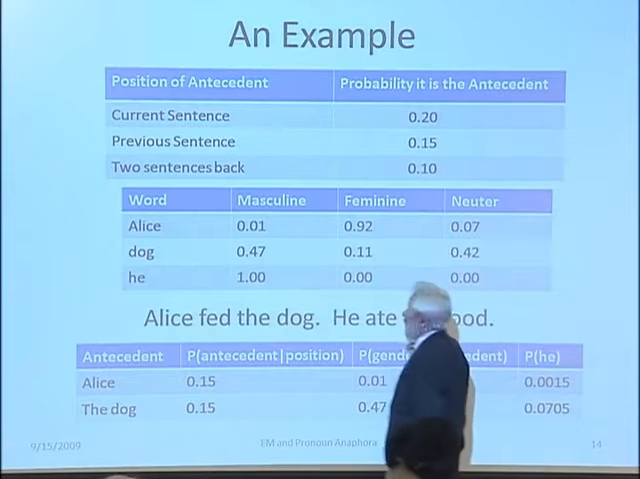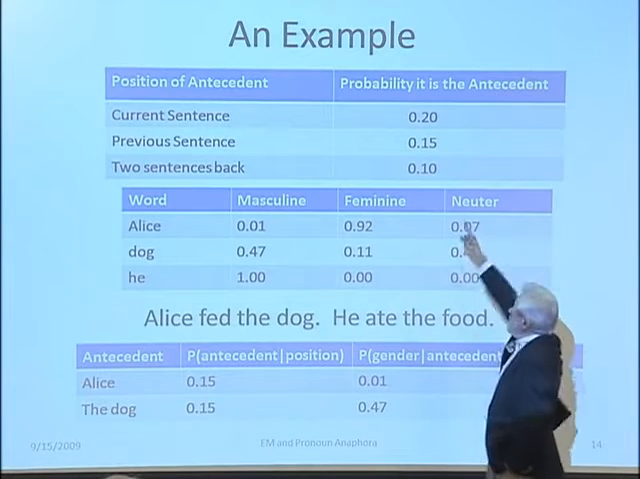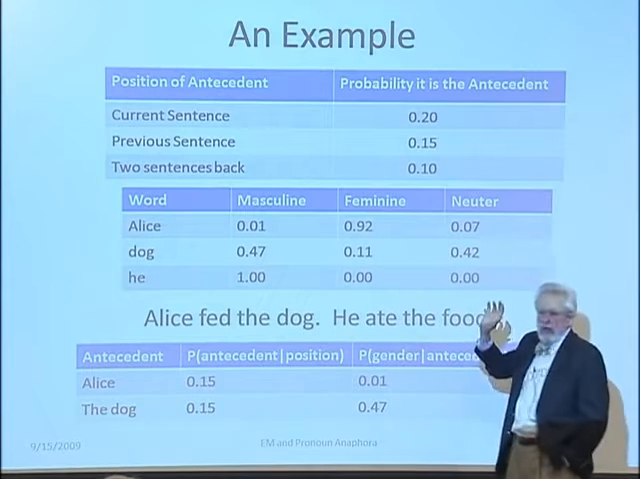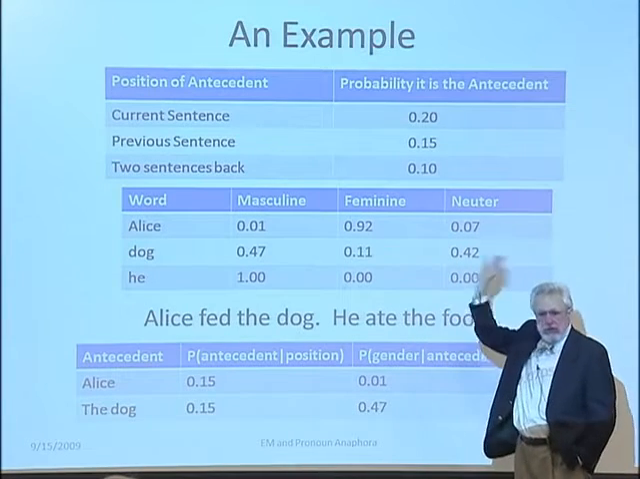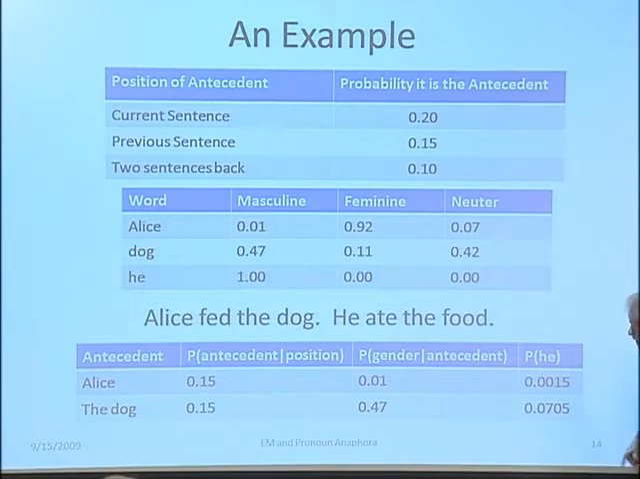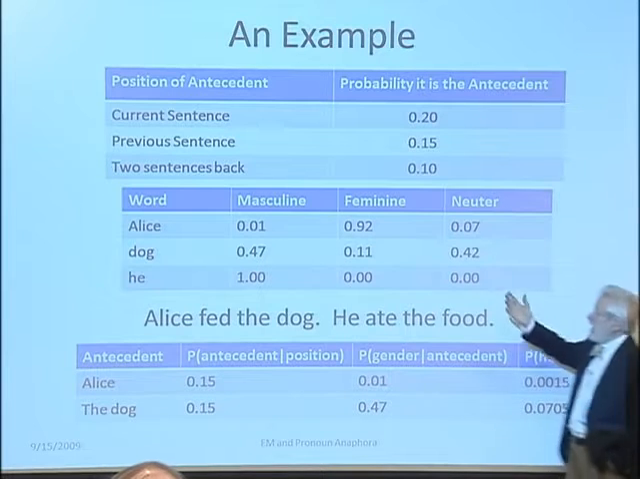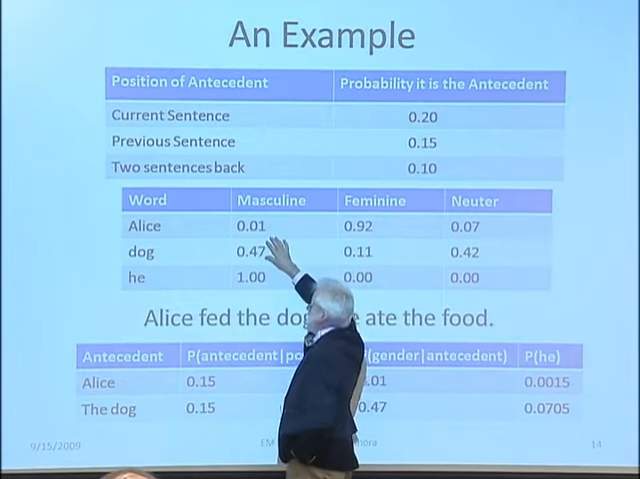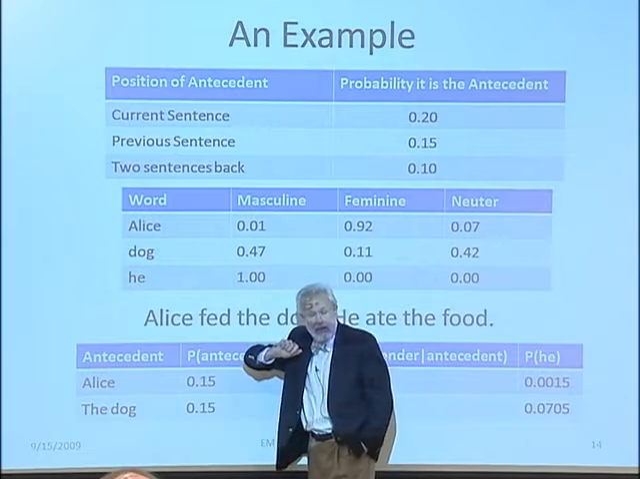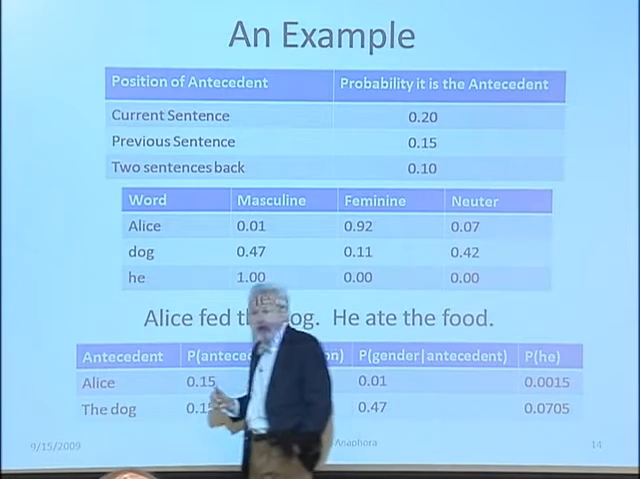Okay, so basically what we're going to do is multiply this times the probability of masculine, feminine, neuter, and there will also be a person, but since everything here is third person, that's not going to enter into the decision. You just multiply them all together, and you find out that Alice is 0.0015, and that dog is 0.075, and so we picked the dog. Mostly that's, of course, due to the fact that he is masculine, and therefore dog is much more likely than Alice, which is presumably what's going on here.